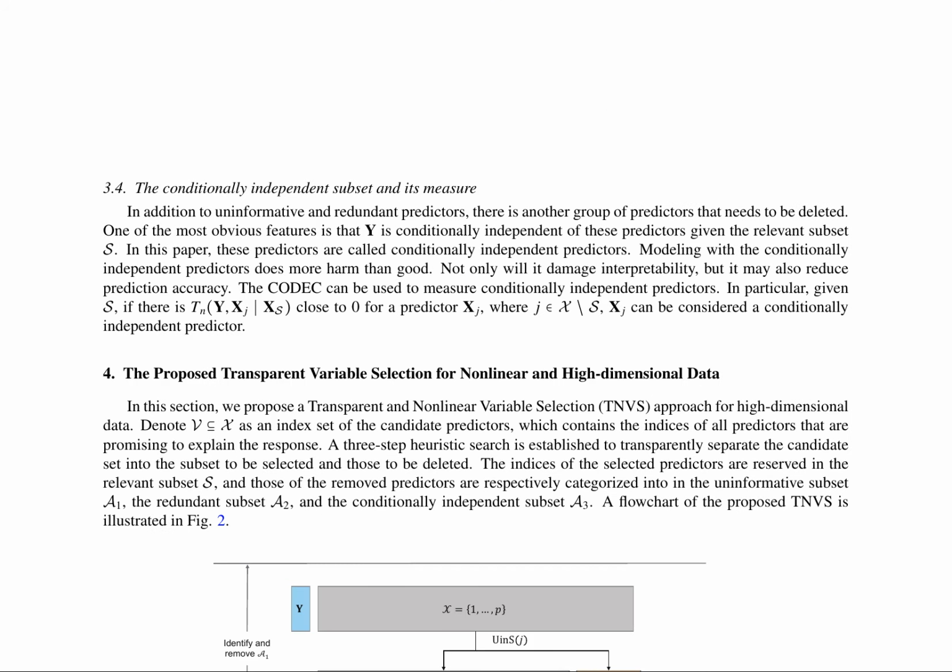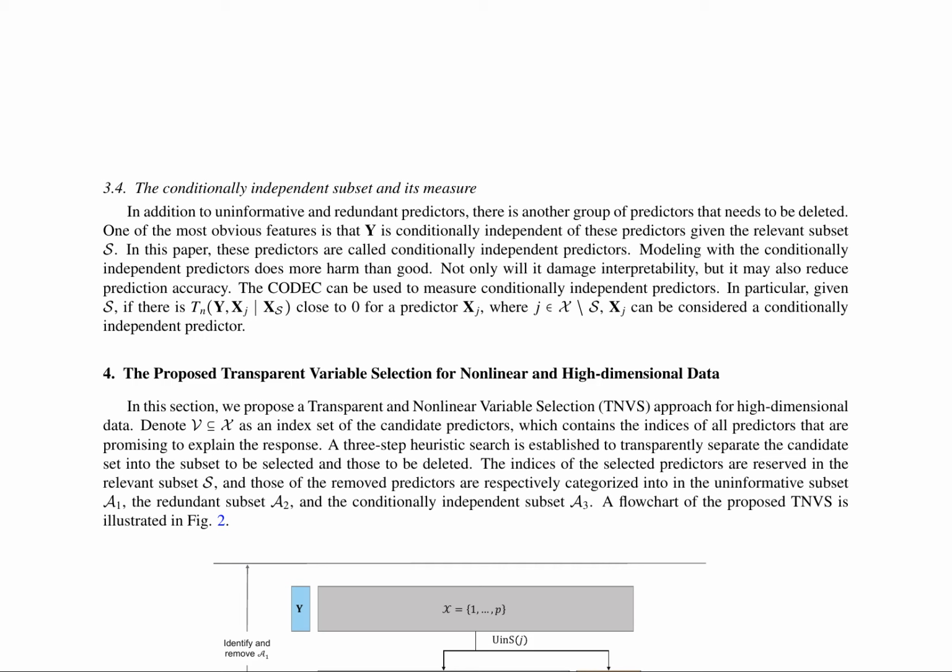In high-dimensional data analysis, identifying conditionally independent predictors is crucial to maintain interpretability and prediction accuracy. Conditionally independent predictors, if not properly handled, can compromise model performance. The codec measure is employed to quantify the degree of conditional independence among predictors. To address this challenge, the transparent and nonlinear variable selection (TNVS) approach is proposed.